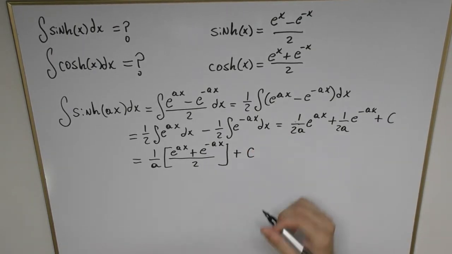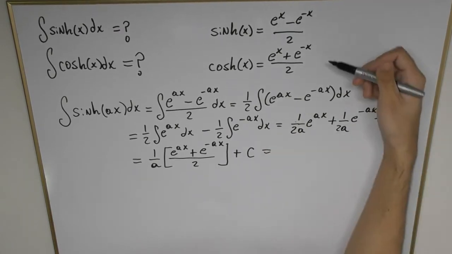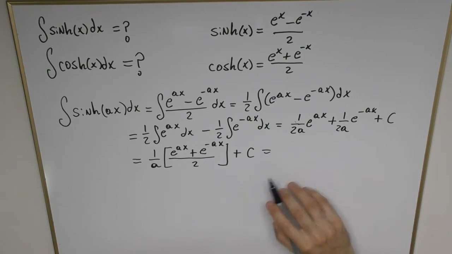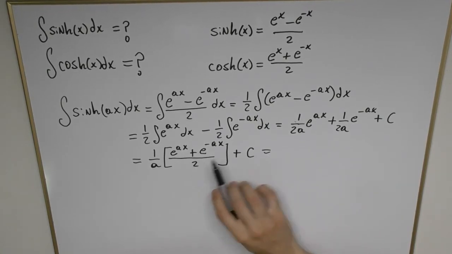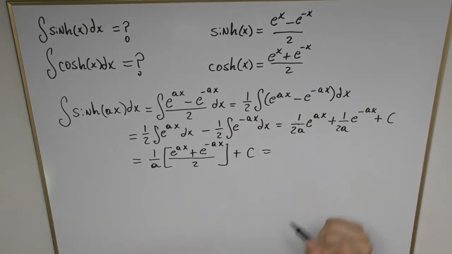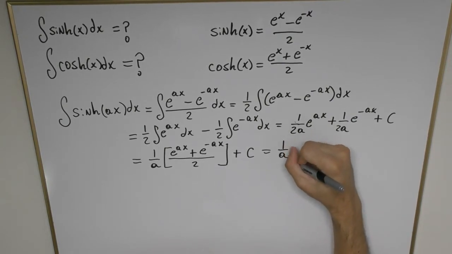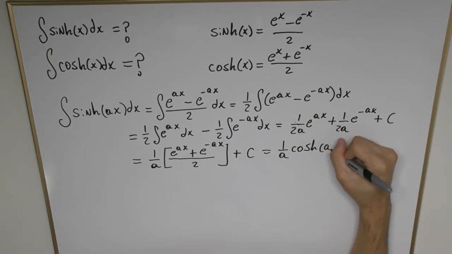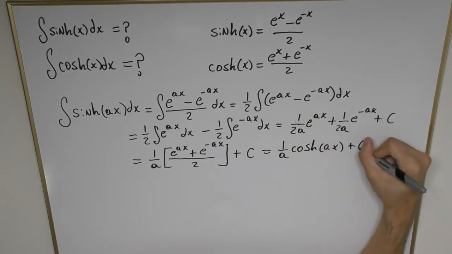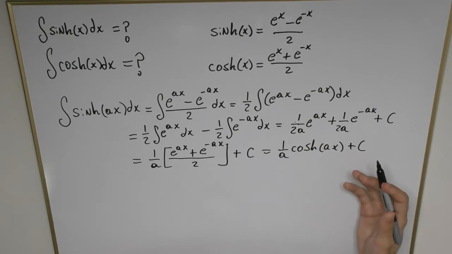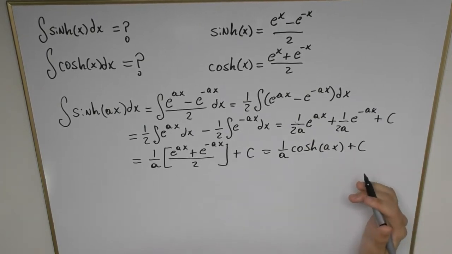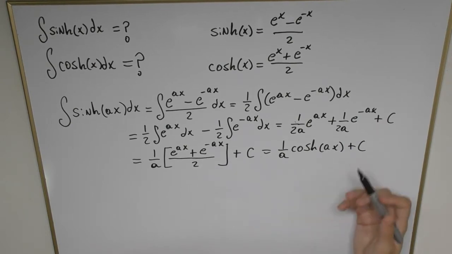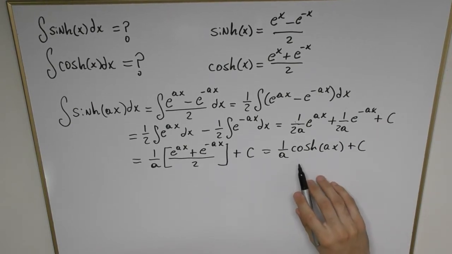And then for the last step, what we'll notice is that if we go back to our original definition of the hyperbolic functions, this looks exactly like the hyperbolic cosine. So that means when we integrate this, we get 1 over a times cosh of ax plus a constant c. Okay, so even though we had to expand this in terms of integrals, we have now proven that when you integrate the hyperbolic sine, you get the hyperbolic cosine function.